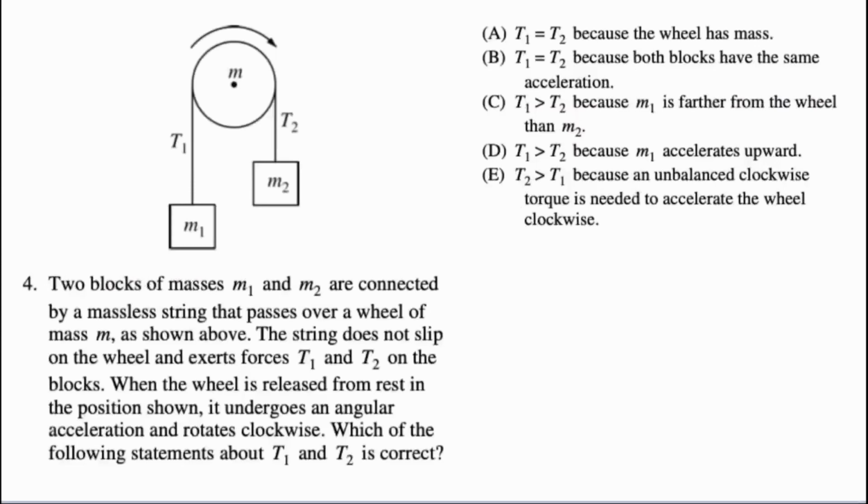Now question 4, excuse me. This is a hard question, honestly. It says that two blocks of masses M1 and M2 are connected by a massless string that passes over a wheel of mass M.